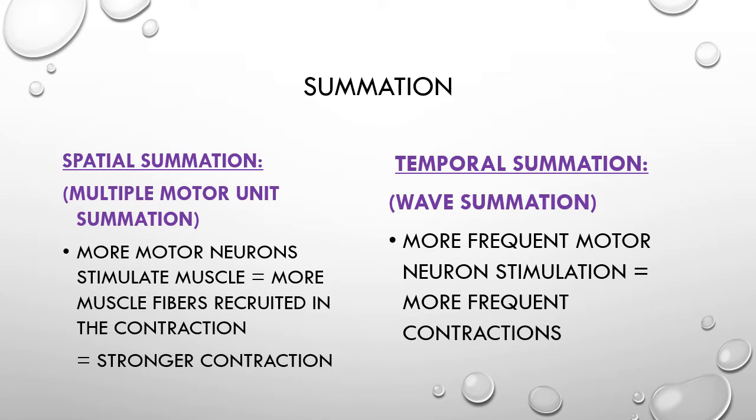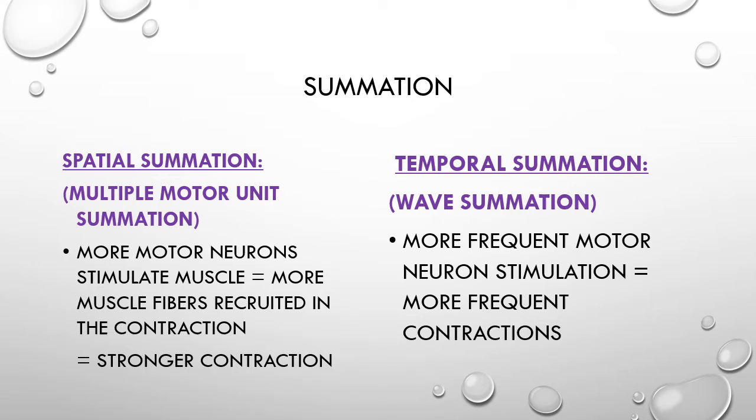With this, the more motor neurons that we stimulate within the muscle, the more muscle fibers are going to get contracting. This equals a stronger contraction. So this is essentially giving a larger stimulus all at the same time to all of the motor neurons within the muscle itself.